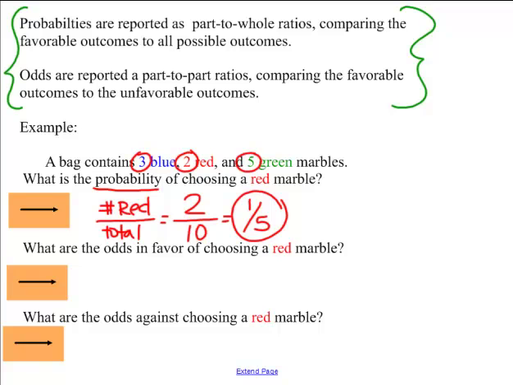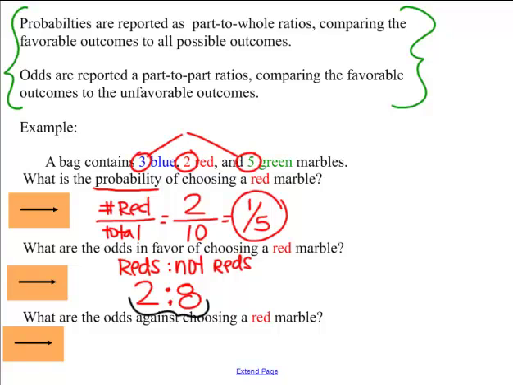So the next question, almost the same thing. It says, what are the odds in favor of choosing a red marble? So odds in favor of choosing a red are the number of reds that I can take out, and then the number of not reds, not the total. So the number of red ones is still 2, but the number of not red ones are just 3 and 5, or 8. So the odds in favor of choosing red are 2 to 8. And again, you can find the total of 10 if you add those guys up.